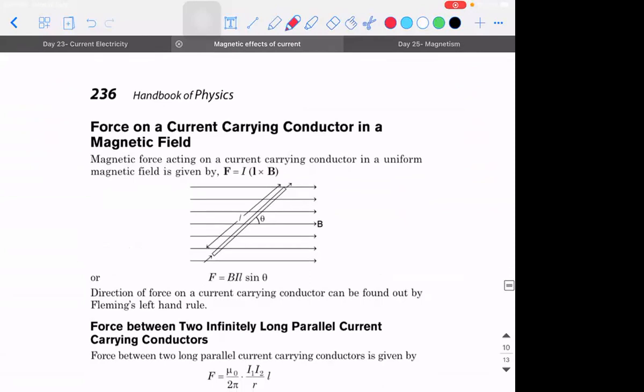Similarly, when you talk about a force on a current carrying conductor in magnetic field. So when a current carrying conductor is placed in magnetic field, what will be the force experienced by it? It is given by the expression BIL sin theta, or it is I into L vector cross B vector. That is the force on a current carrying conductor.